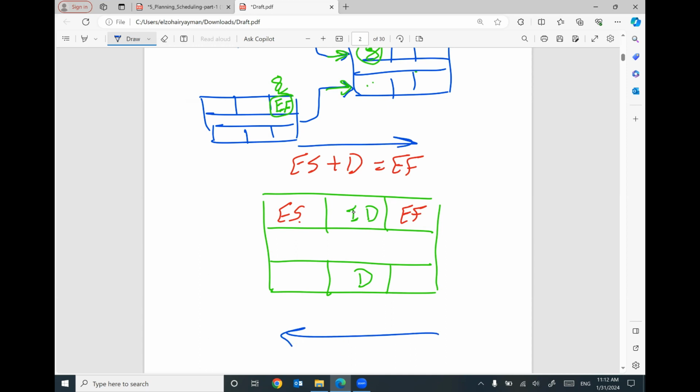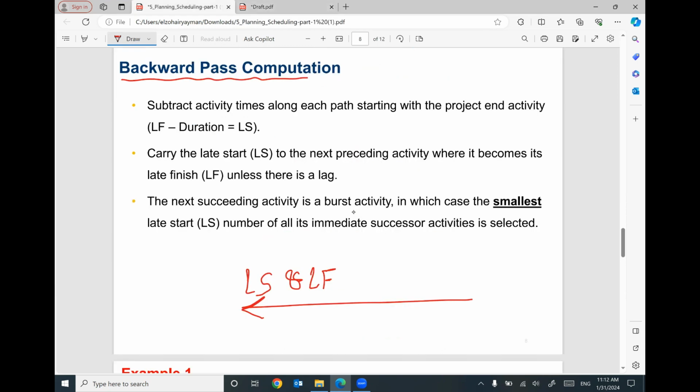If you are moving backward, the late finish will be given. Late finish minus duration will give you the late start. So late finish minus duration will give you the late start of the activity. Late finish minus duration, this one minus this one will give you late start. That makes sense? And this is the subtract activity times along each path, starting with the project end activity. So the late finish minus duration will give you the late start.